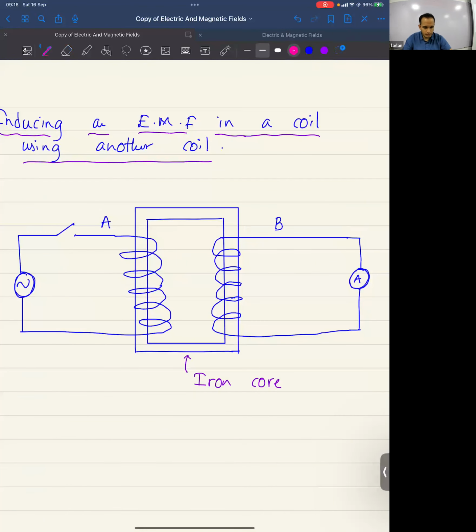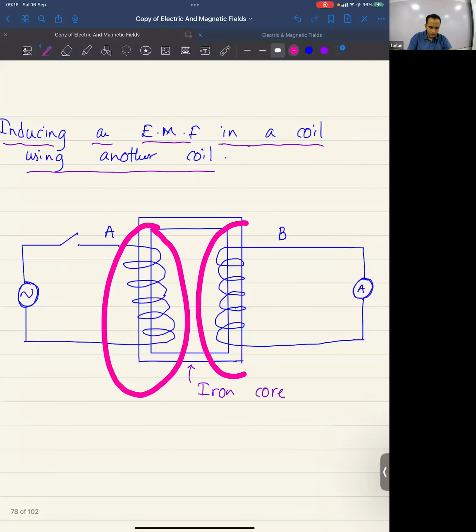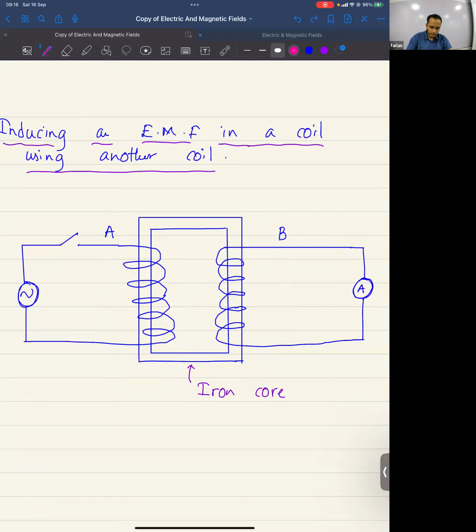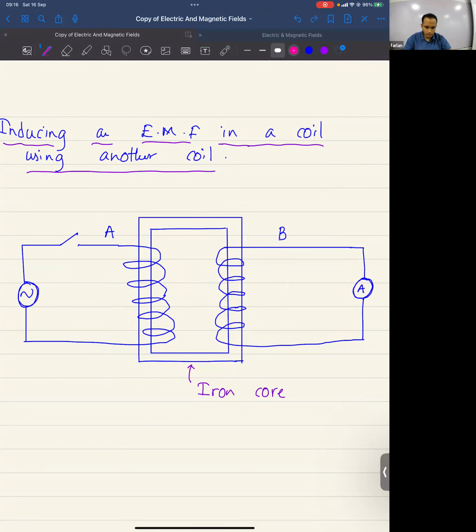First draw this diagram. Look at this. There is a coil here and another coil here, and they are wound around an iron core. There is an iron core in the middle, and the two coils are wound around that. I'll label this coil A, and this coil B. There is a switch in coil A, and an alternating power supply connected to coil A. On coil B, there is just an ammeter. Draw the diagram.